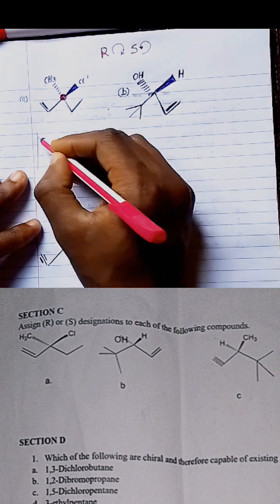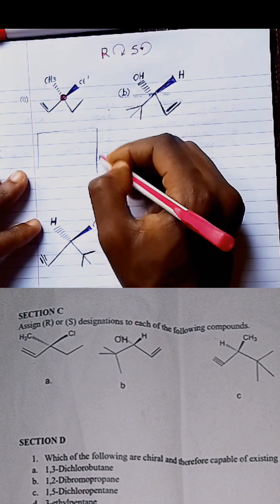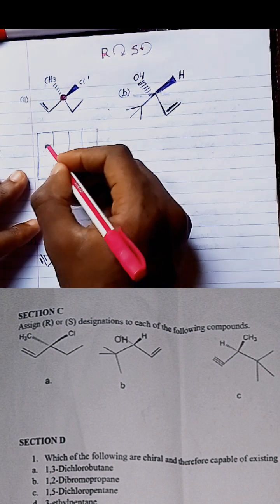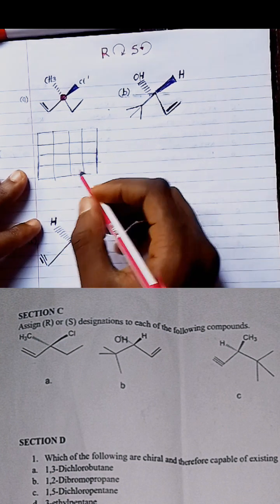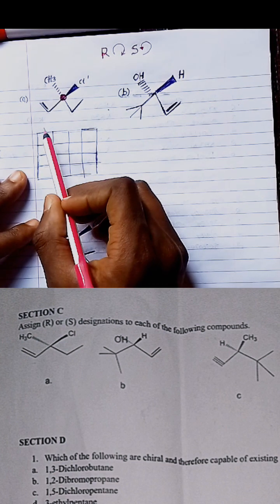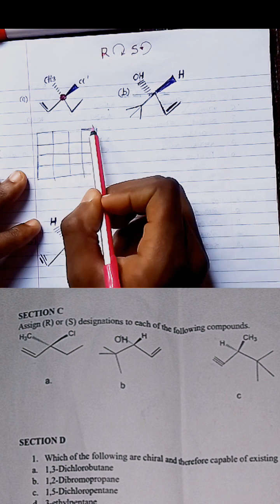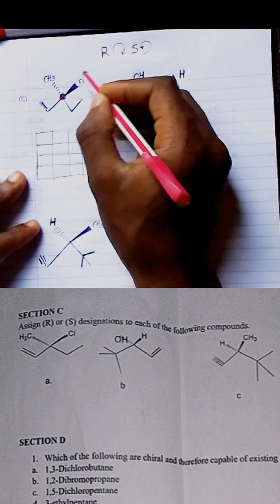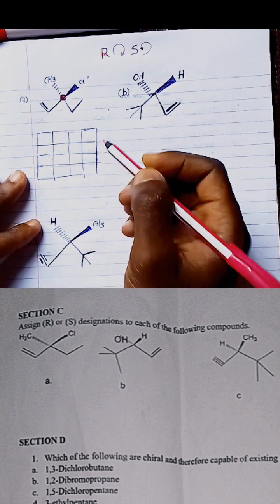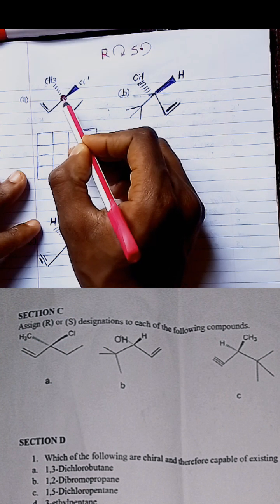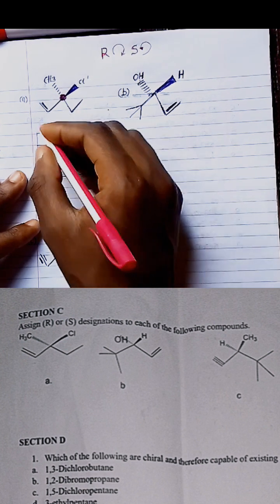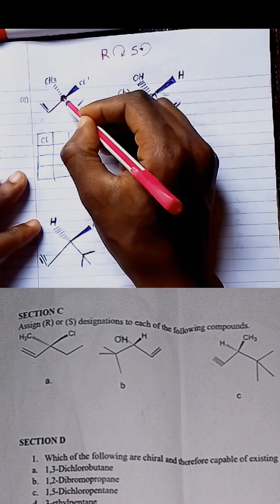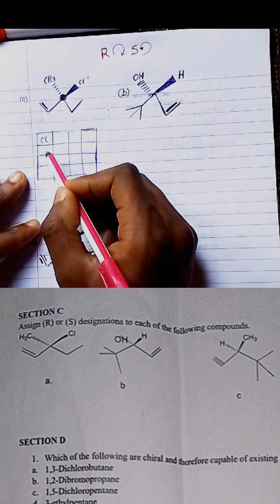So what you do is you draft a small table. After drafting this table, on this portion, I'll put the priorities, right? But I'll start by describing the chlorine. When I move from my chiral center towards the chlorine, what element will I find? I'll find the chlorine, right? Then if I move from the chiral center, what else do I find? Nothing else, so I won't put anything here.